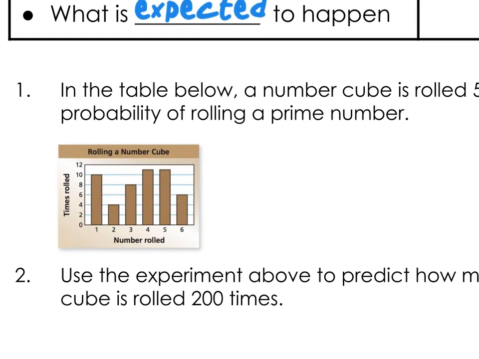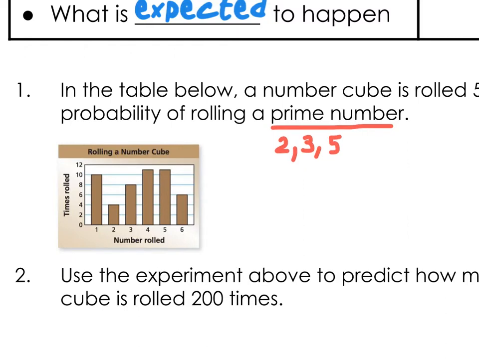And a prime number, first we need to know what a prime number means. A prime number is a number that's only divisible by 1 and itself. So the smallest prime number would be 2. 3 is a prime number, 5 is a prime number, and for a number cube, that's it, because the next prime number is 7, and that's not on a number cube.